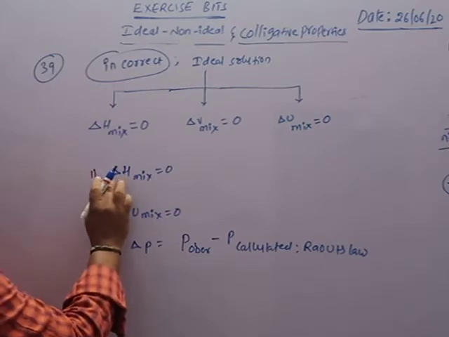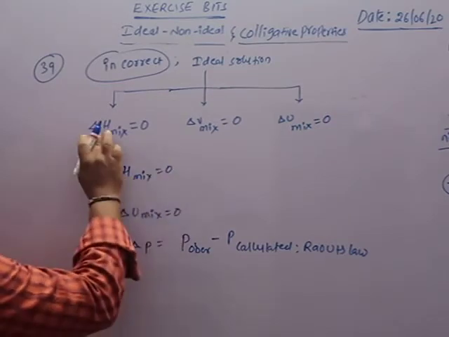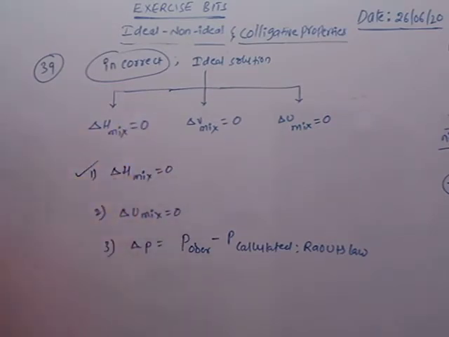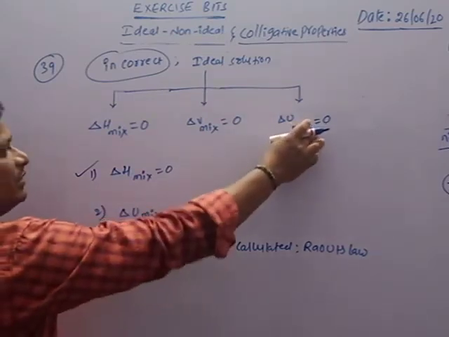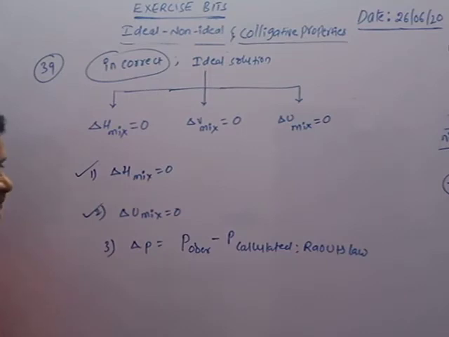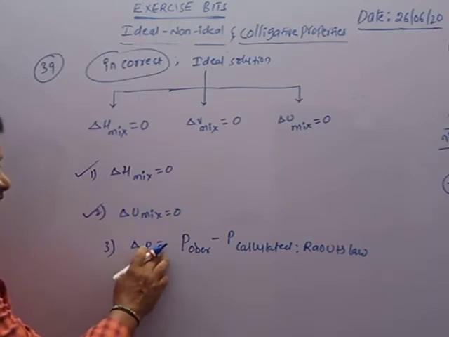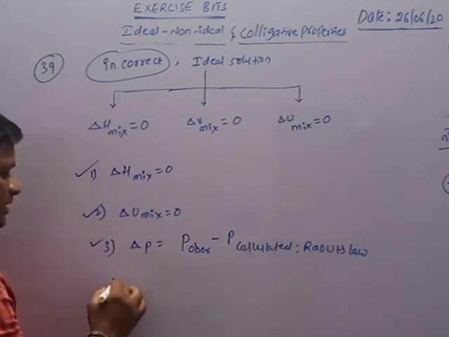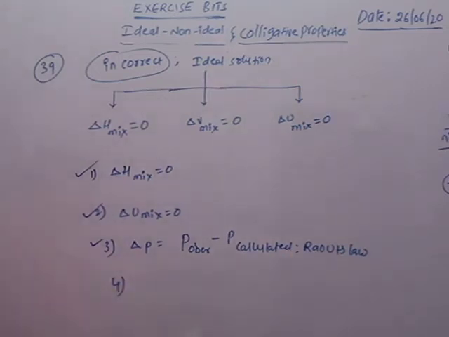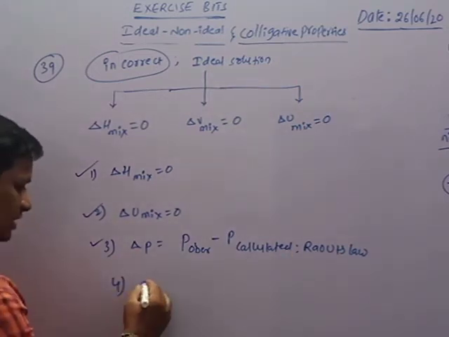The first option, delta H mixture equal to 0. It is the correct option. Then delta U mixture equal to 0. It is the correct option. Then the third option, delta P, the lowering of vapor pressure, equals P observed minus P calculated according to Raoult's law. It is also correct.